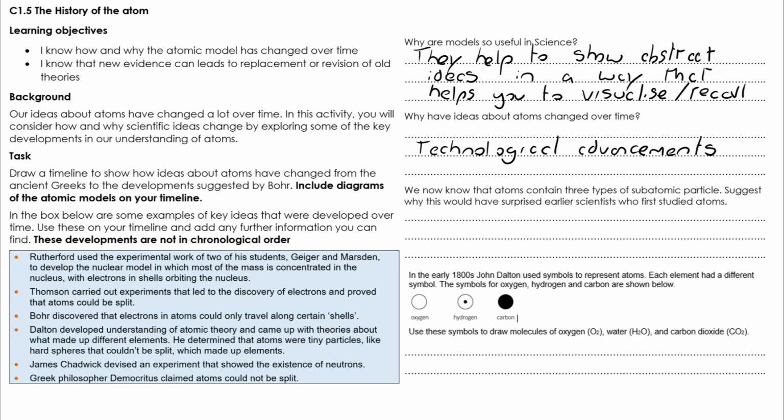We know that there are 3 types of subatomic particle. Why would scientists have been surprised by this? Well, they believed the atom was the smallest building block from which everything was made. They had no comprehension there could be anything within it. Again, they didn't have the technology to see it. And then finally, we've got the diagrams. Pause and take a look at these.